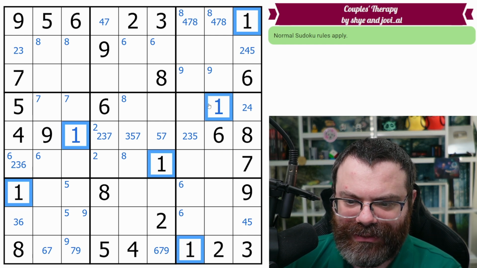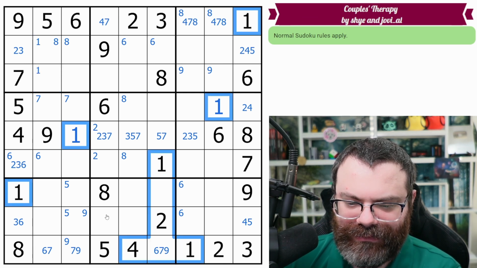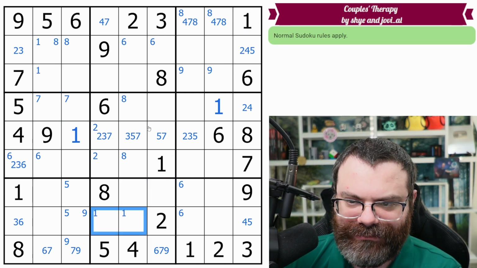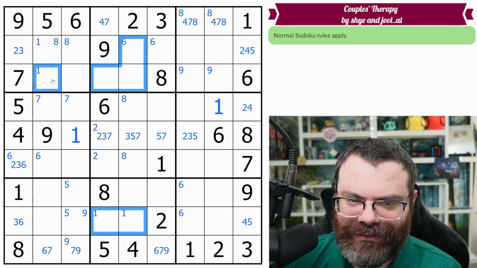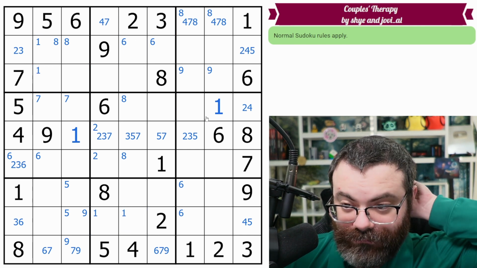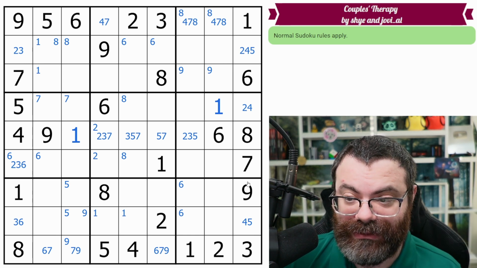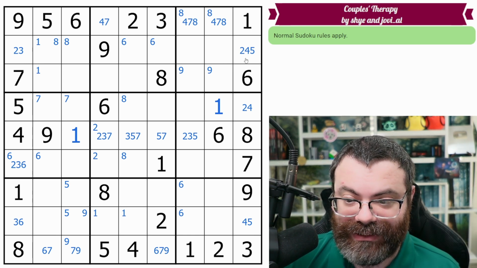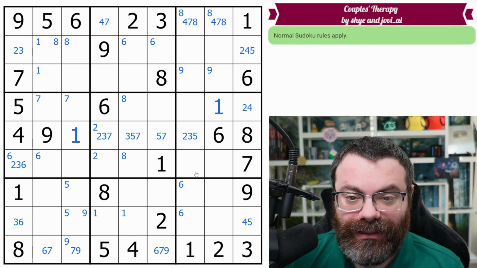How are we doing on 1's? Yeah, 1's over here. 1's over here. And 1's here. So the 1's are like this. Okay. 2. 1, 6. Okay, we got the 6's, 1's. Okay. I think I've gotten everything from scanning.